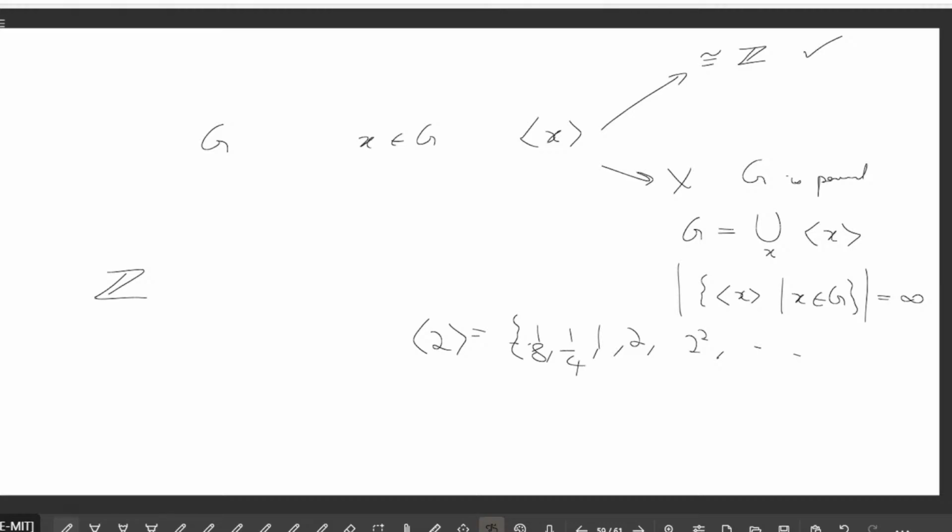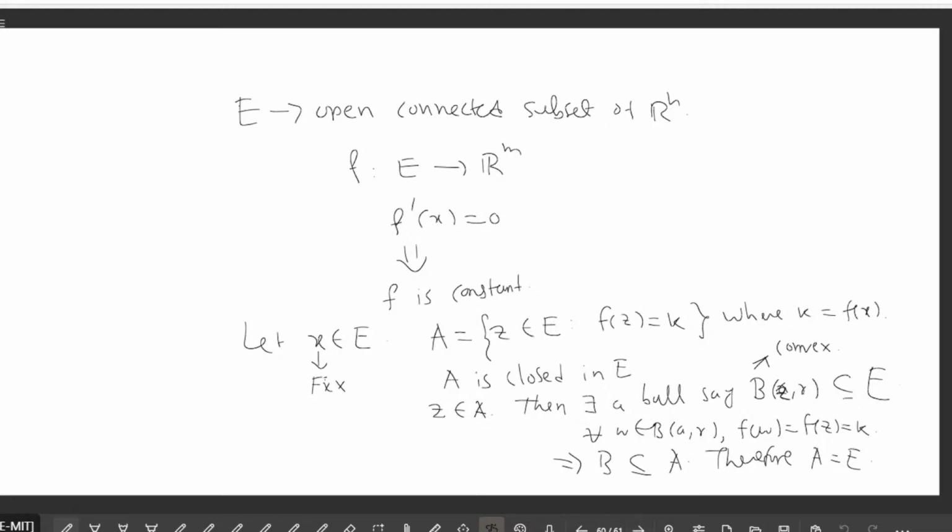Part C is the question: can you give an example of a group that is countable, but its number of subgroups is uncountable? Is that possible? A finite group with infinitely many subgroups is clearly not possible. But a countable group with uncountably many subgroups, is it possible?